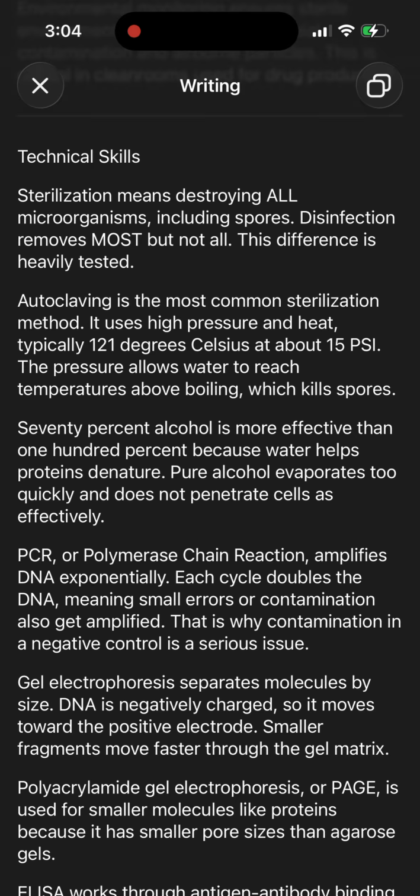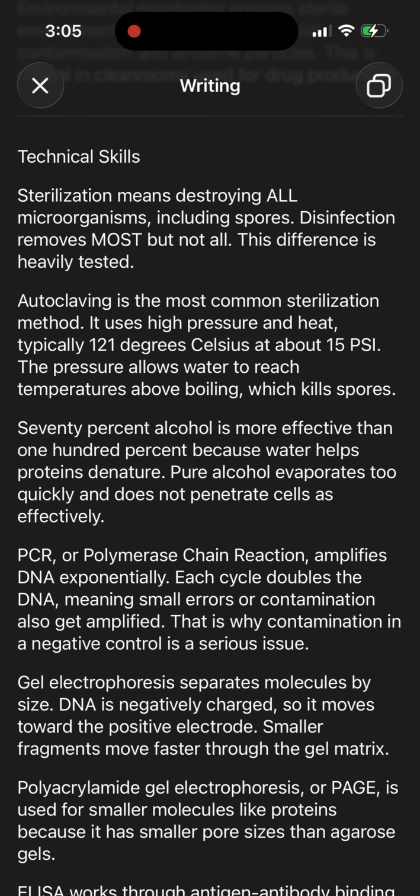Autoclaving is the most common sterilization method. It uses high pressure and heat, typically 121 degrees Celsius at about 15 psi. The pressure allows water to reach temperatures above boiling, which kills spores. 70% alcohol is more effective than 100% because water helps proteins denature. Pure alcohol evaporates too quickly and does not penetrate cells as effectively.